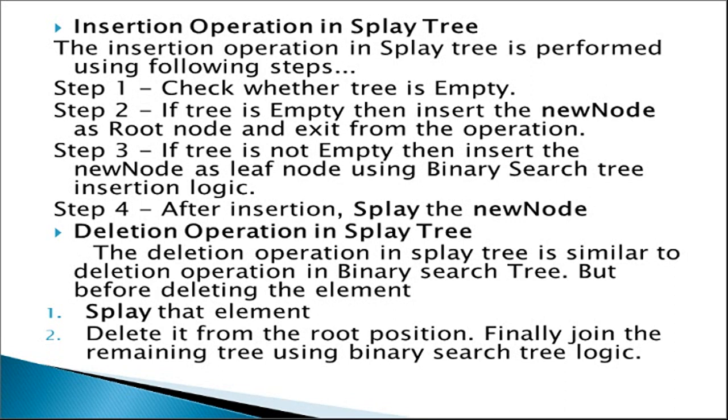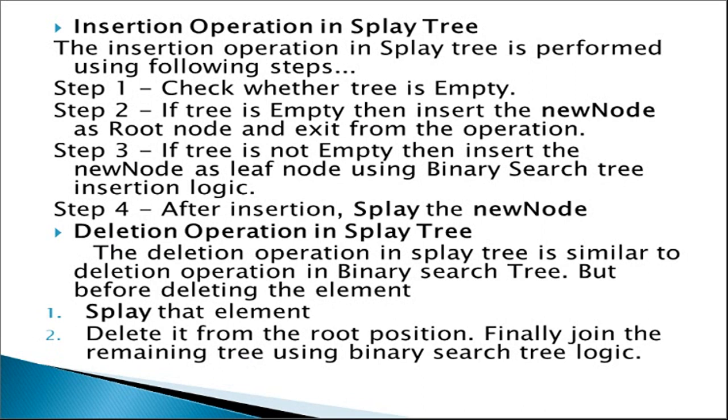For that node again you have to check all types of rotation and you have to place that element at the root position. So for that we require some rotations. So this is splay. Deletion in a splay tree: the deletion operation is similar to BST, but before deleting the element, splay the element and delete from the root position. So first you have to search, bring it to the root position and delete it. So that is the BST logic.